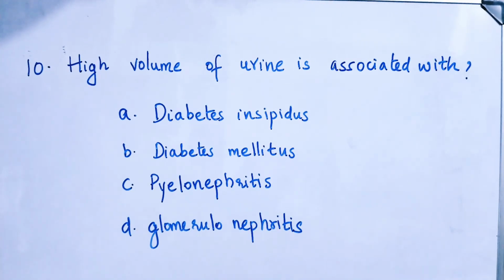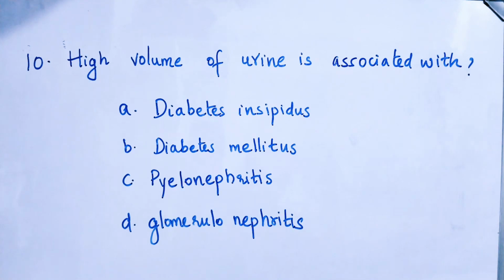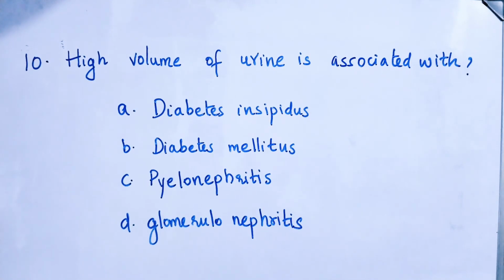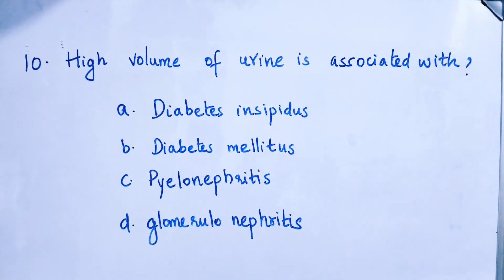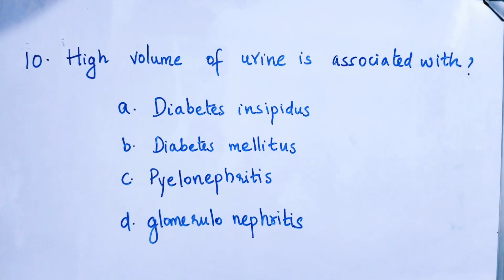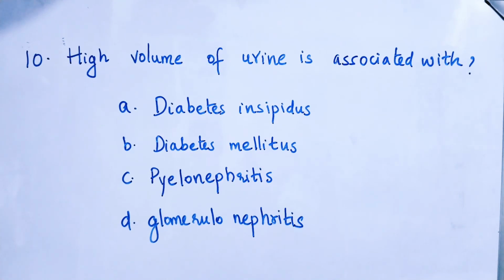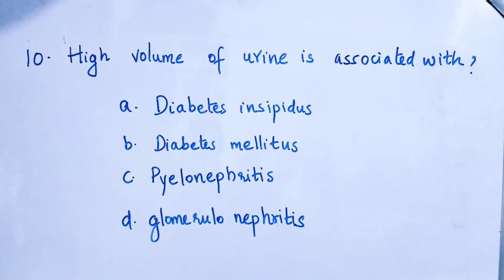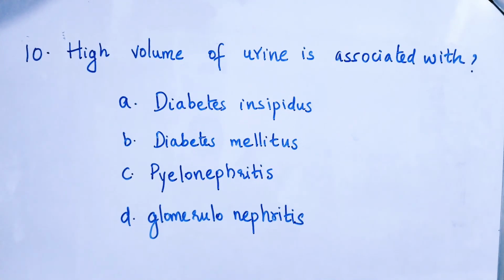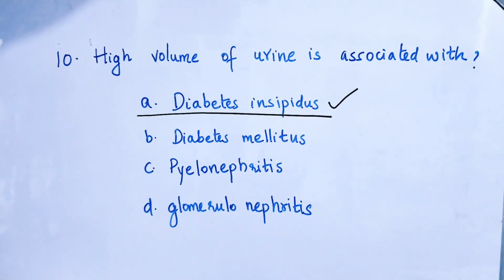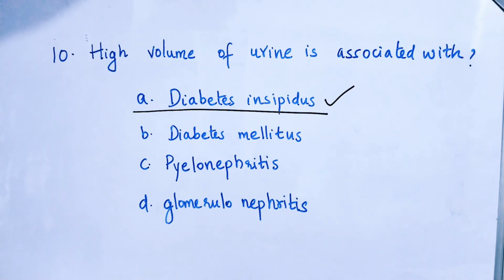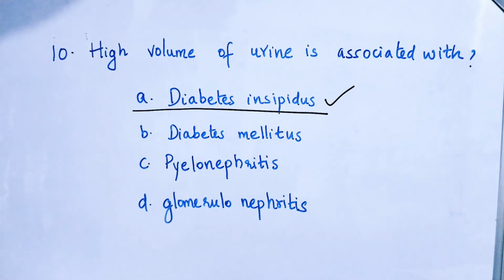Question number 10. High volume of urine is associated with option A, diabetes insipidus, option B, diabetes mellitus, option C, pyelonephritis, option D, glomerulonephritis. In which of the following conditions will urine volume be high? The right answer is option A, diabetes insipidus.